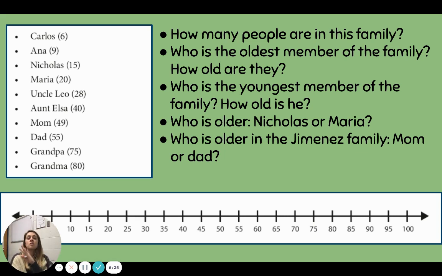So then you can answer all sorts of things about it, like who is older, Nicholas or Maria? So I'm going to find Nicholas. Okay. Maria. Okay. So I see that Maria is older, but you could use a number line to figure out how much older.